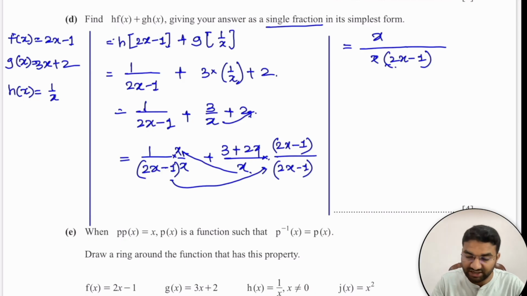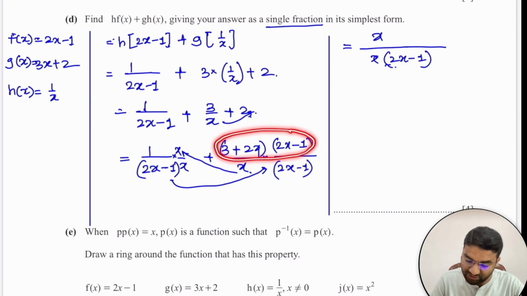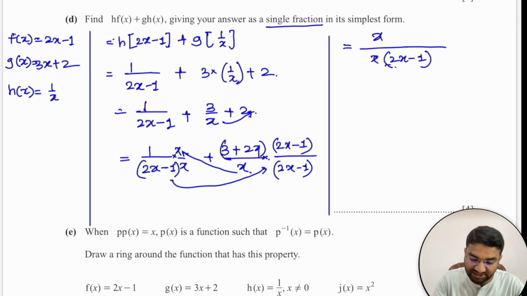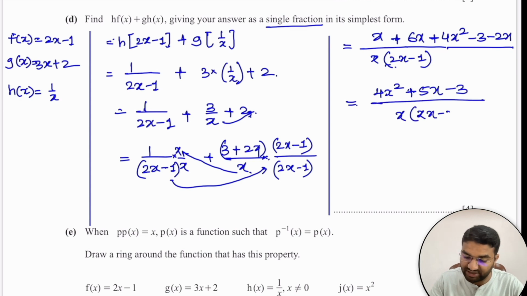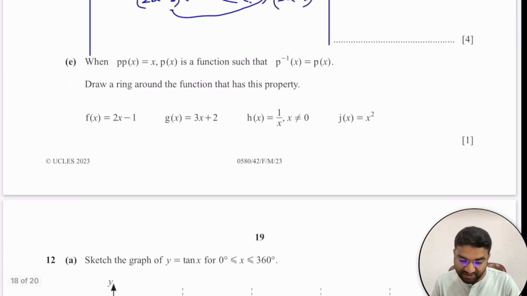So denominator part is same, then numerator part here for this part you have to do the simplification. You have to multiply in the bracket and things like that. So 2x times 3 is 6x plus 4x square minus 3 minus 2x, and you will get quadratic equation 4x square plus 5x, then minus 3 upon x times 2x minus 1. That's it. That's a simplified form of answer in the single fraction. So then nextly, E question.